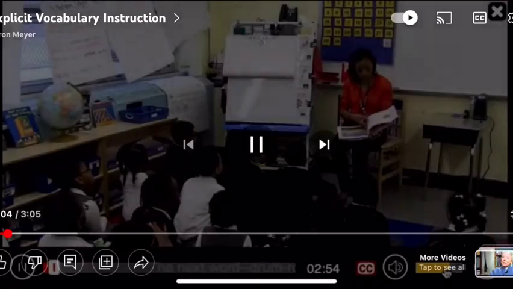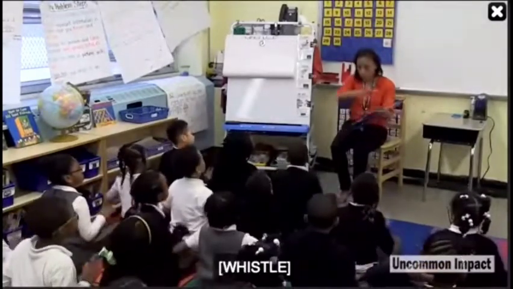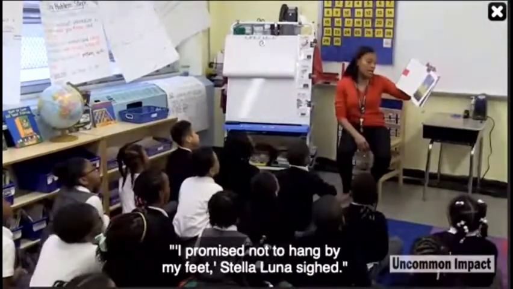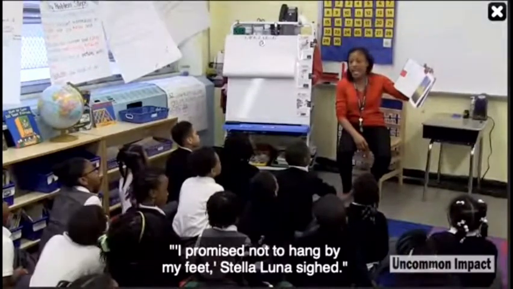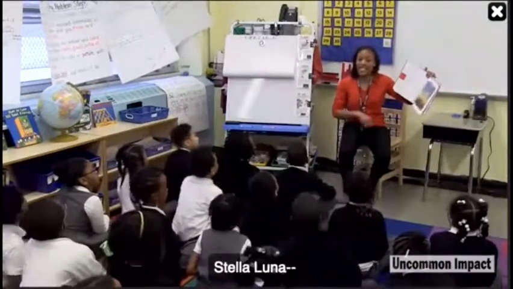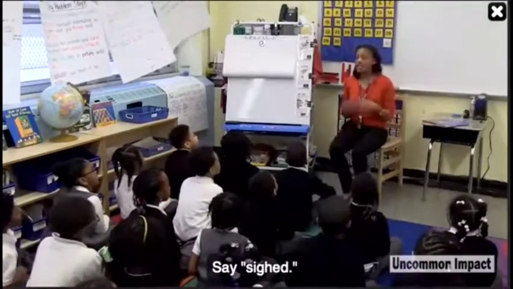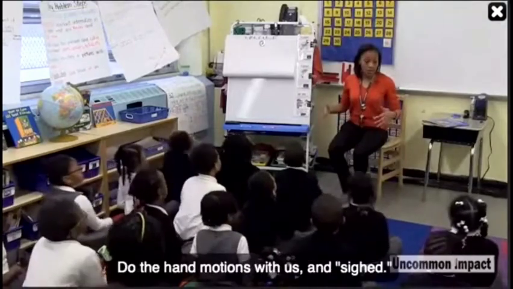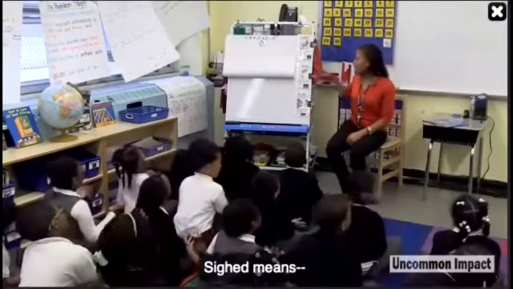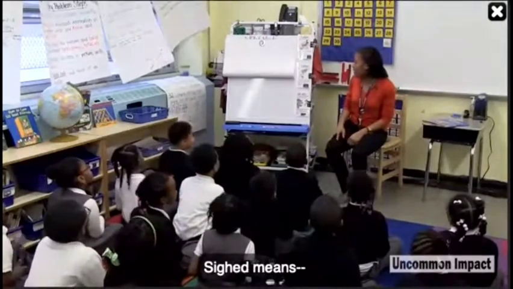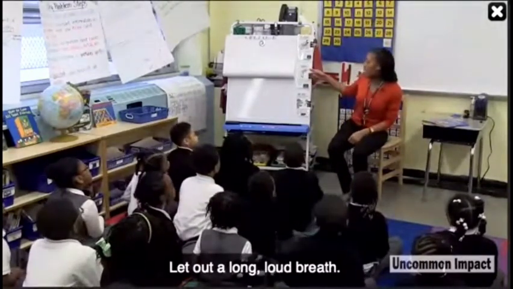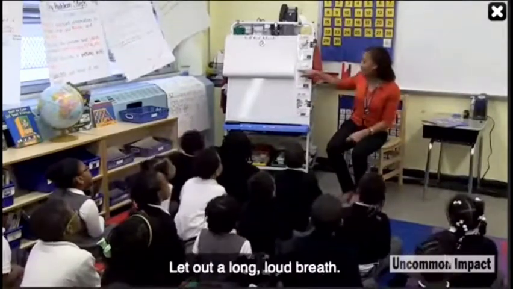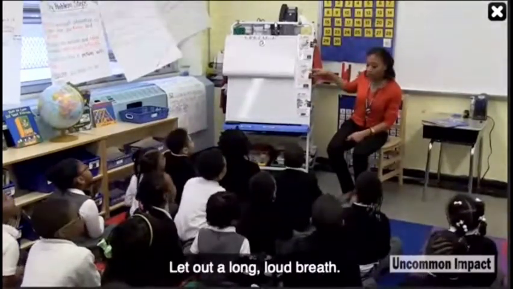The next word, drumroll please. Listen to the sentence. I promised not to hang by my feet. Stella Luna sighed. Say sighed. Sighed. Do the hand motions with us. Sighed means? Let out a long, loud breath. Say it again. Let out a long, loud breath.